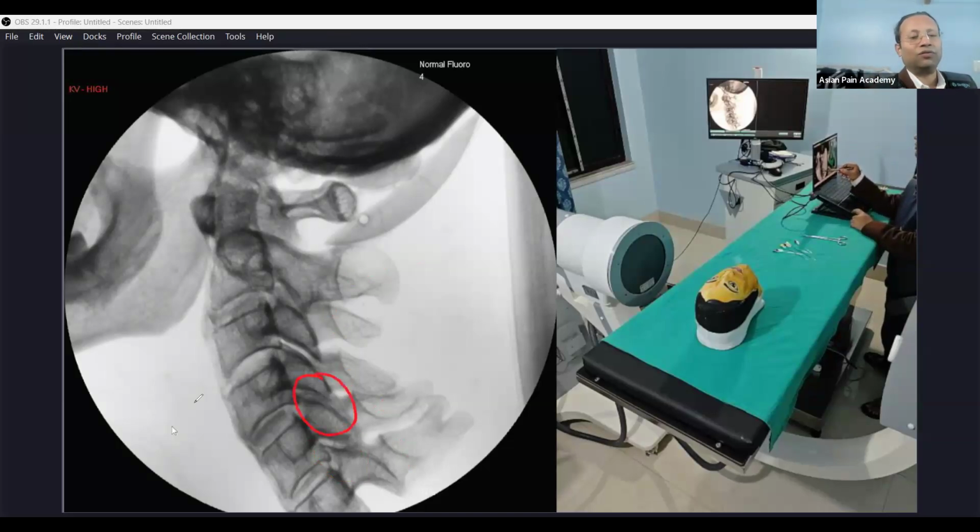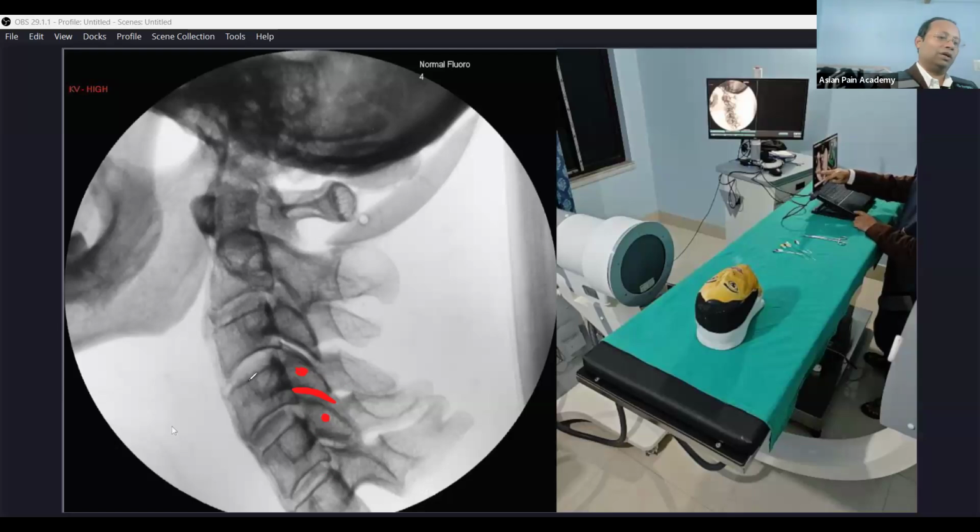So this is C4-5 and this is C5-6. Let us say I target C4 and C5. These two medial branches supply this joint. And how will you choose right side or left side? Your point of entry: if it is from the right side of the neck, it is going to hit the right side of the facet. If it is right medial branches, right facet. And if it is going from the left side, then you are going to hit the left medial branches.